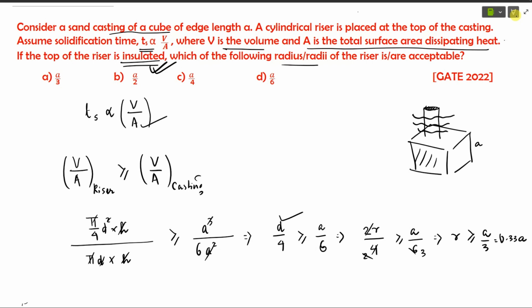If we cross check the options, the first option is a by 3, which is nothing but 0.33a. Second is equal to 0.5a. Third option is 0.25a, and fourth one is approximately 1.16a. So r should be greater than equal to 0.33a. So first option is satisfied because equals to 0.33a. Second is 0.5a, which is actually greater than 0.33a, hence this is also correct.